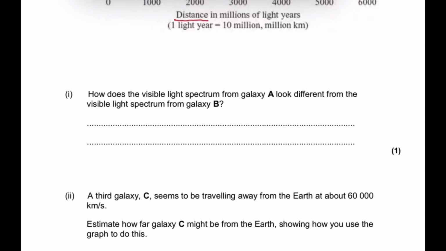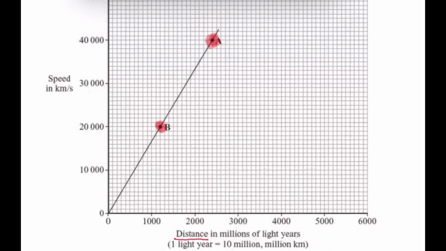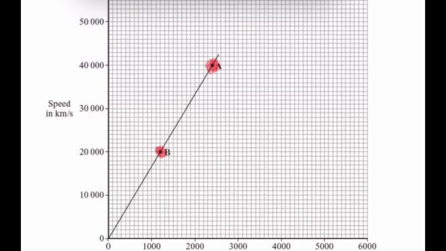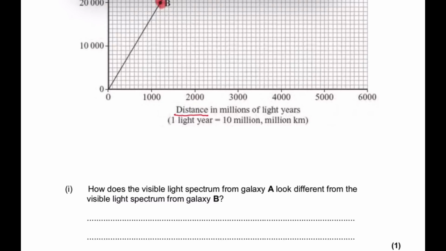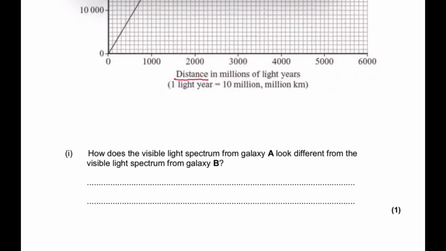So we could say here that light from A has a greater redshift. Redshift tells us how far away it is from the distant galaxy. So the greater the redshift, the further away it is. So here we're going to say that light from A has a greater redshift.